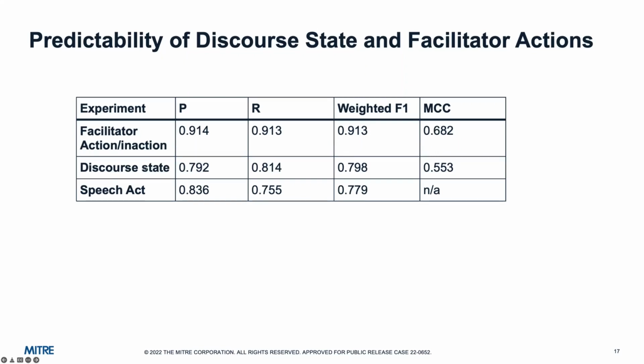Anyway, the second one is this discourse state. Which of these kind of broad categories of the negotiation are we in? The accuracy isn't as high, but it's not bad. Finally, the speech act: can we predict what it is the facilitator would do in this taxonomy that we developed? Once again, pretty good.